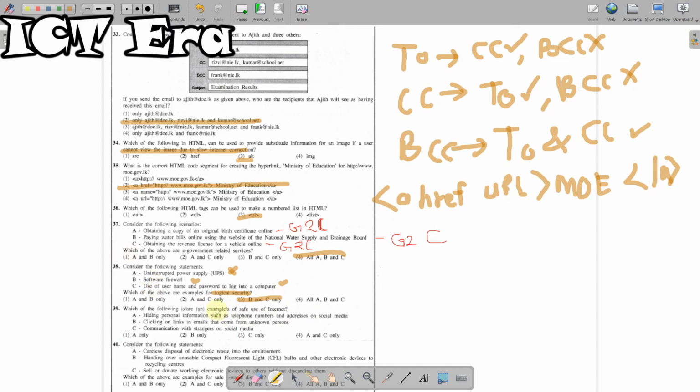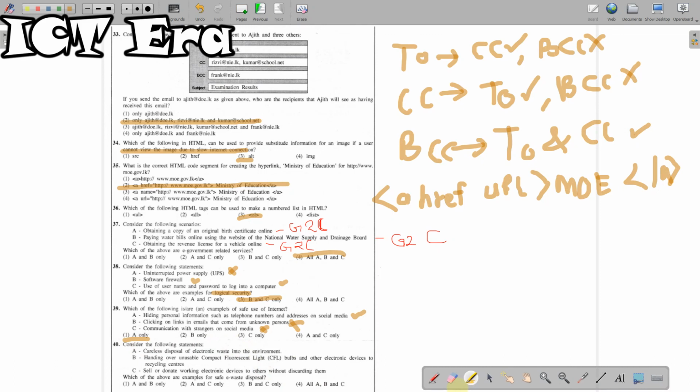Which of the following is or are an example for safe use of internet? Hiding personal information such as telephone and addresses on social media. Yes, it's a safe use one. Then clicking on emails that come from unknown persons. No, it's not a safe use. Communication with strangers on social media. Strangers, we don't know who they are. It's also unsafe. So answer is A only.